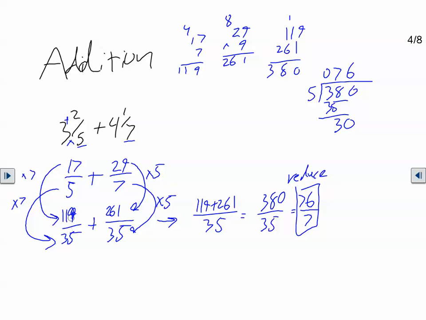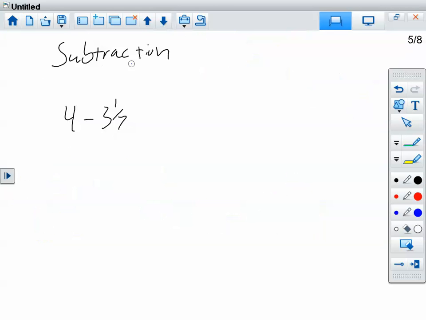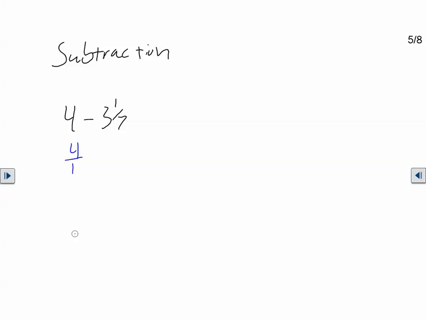Find a common denominator, add the numerators. Subtraction. 4 minus 3 and 1/7. Let's make improper fractions. That's 4 over 1, right? It's the same thing. It's always the over 1. 7 times 3, it's not an equal sign, minus. 7 times 3 is 21, plus 1 is 22, so that's 22 over 7.